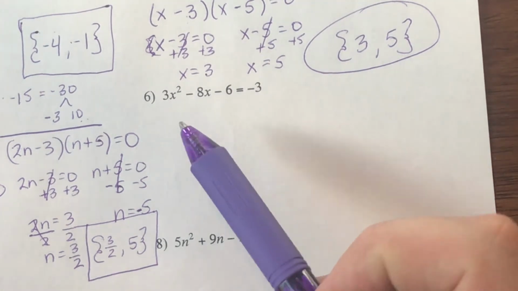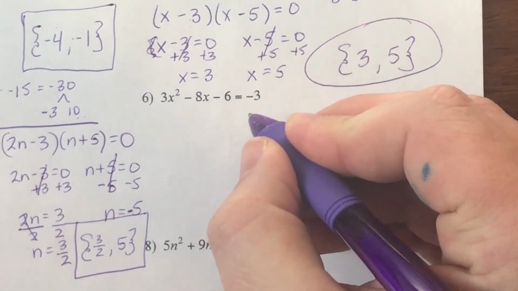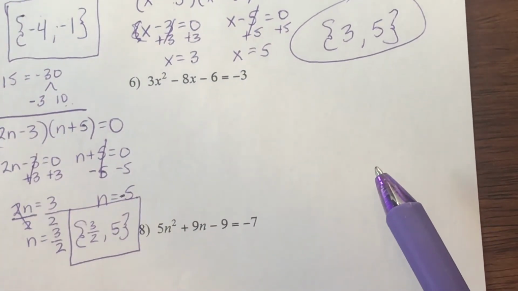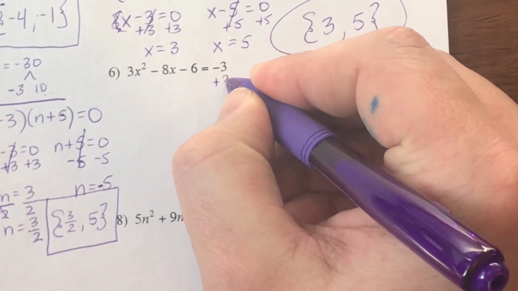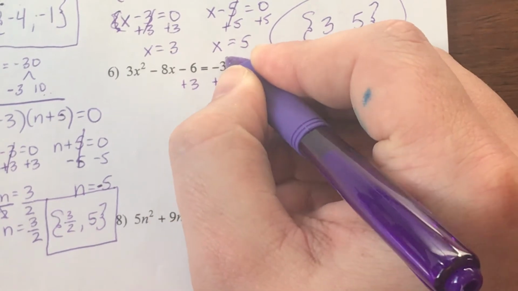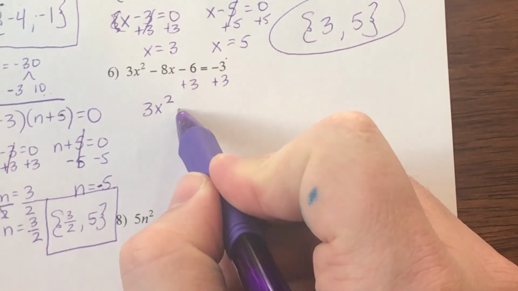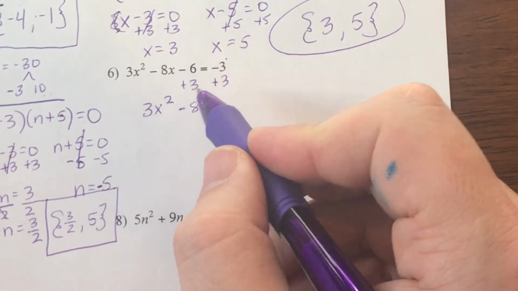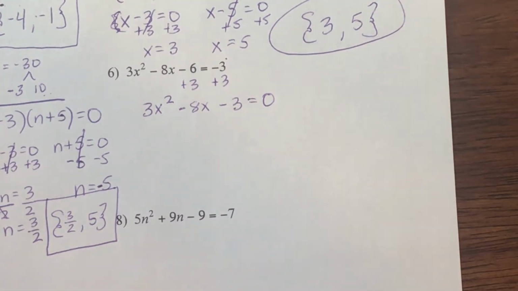All right, looking at 3x squared minus 8x minus 6. Let me straighten the paper out for you. First thing I'm going to do, again that first step, is get it into standard form where you have a 0 on one side. So we're going to add 3 to both sides. When we do that, we get 3x squared minus 8x. Negative 6 plus 3 would be -3, and then that equals 0.